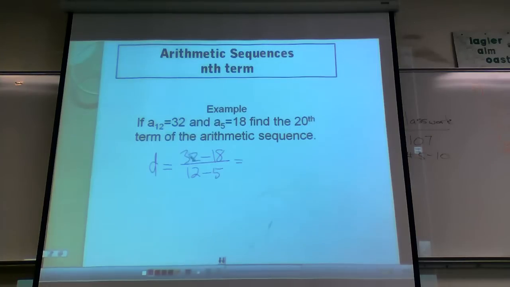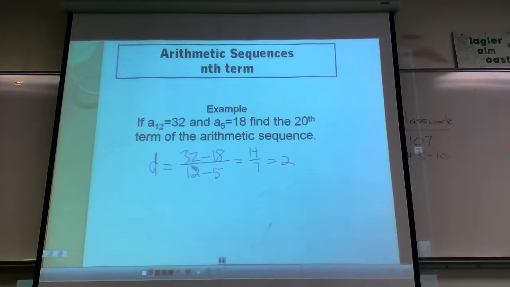This is the value of the 12th term minus the value of the 5th term, divided by n equals 12 minus 5, which just tells me how many terms take up that value. So 32 minus 18 is how much? 14. And then 12 minus 5 is? 7. So I know my common difference is 2. Like I said, someone's going to be able to find that, and then they'll just start at 12 and find the 13th, 14th, 15th. But it's not a necessity.